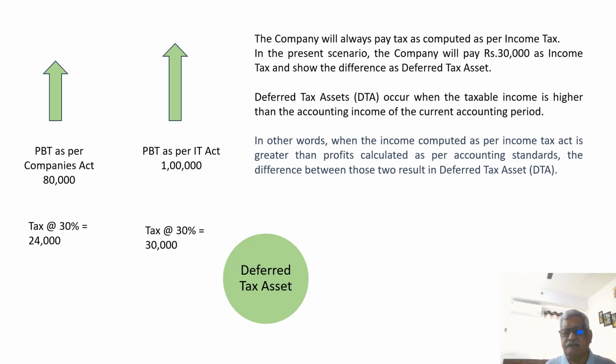In other words, when the income computed as per Income Tax Act is greater than profits calculated as per accounting standards, the difference between those two results in deferred tax assets.